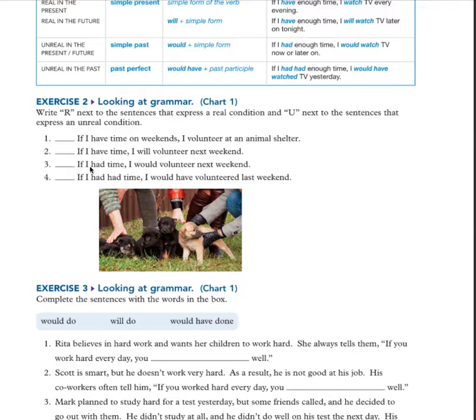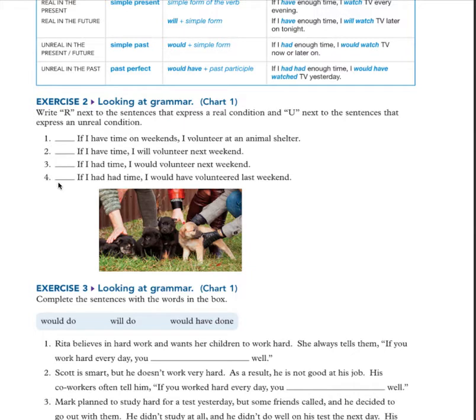Look at number 3. If I had time, I would volunteer next weekend. So here, look at the verb in the if clause. Had, simple past. The result clause, would volunteer. Would in the simple form. So this is going to be unreal in the present future. So you put a U.